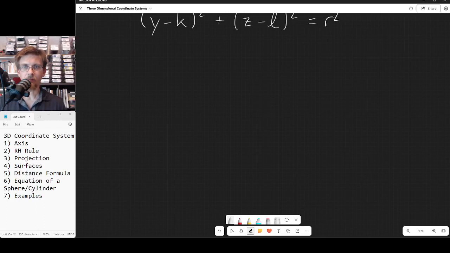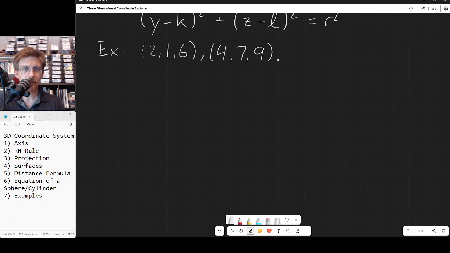All right, we're going to do some problems for three-dimensional coordinate systems. So let's take our first example here. We've got 3 points: (2, 1, 6), (4, 7, 9), and (8, 5, negative 6).